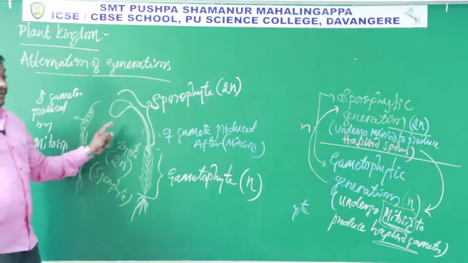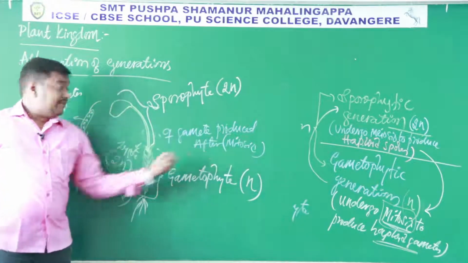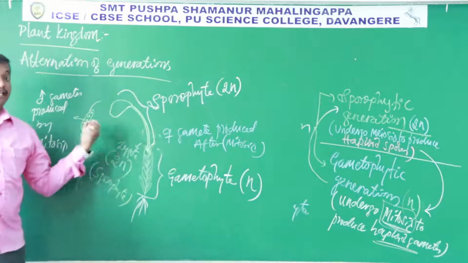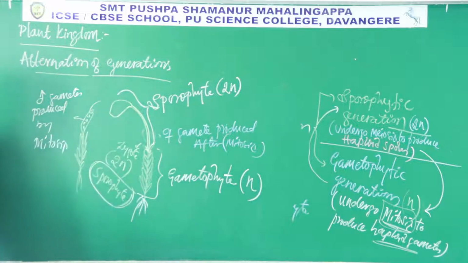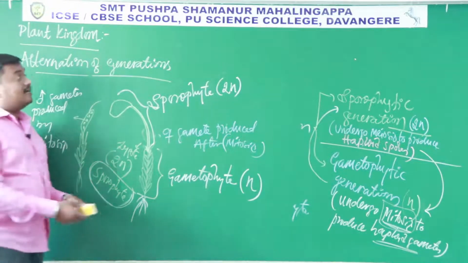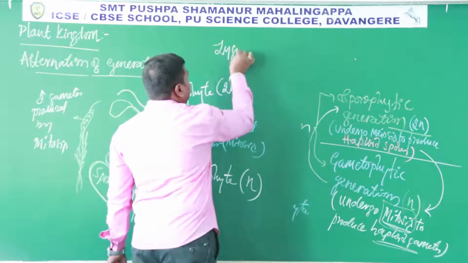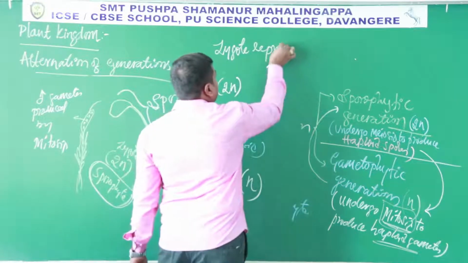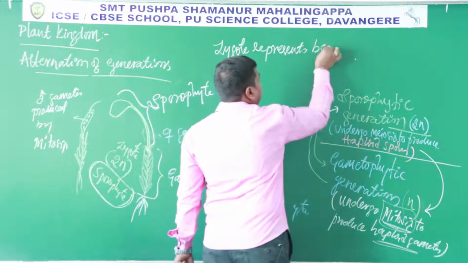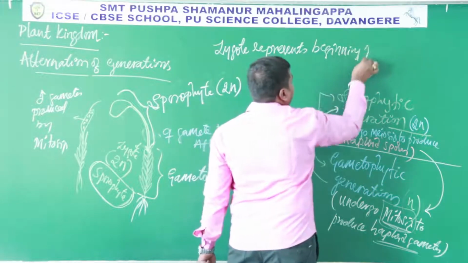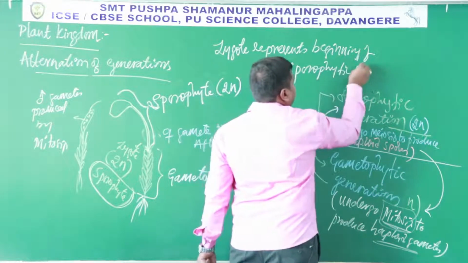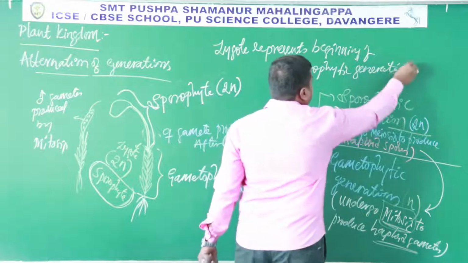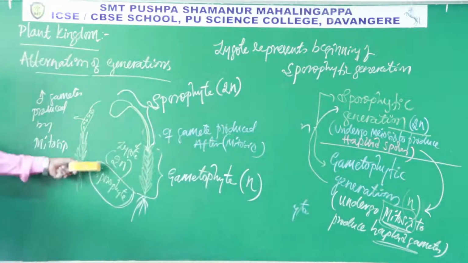So for the formation of male and female gametes, mitosis occurs. When both male and female gametes are fused, a zygote is going to form. Zygote is the starting point for the sporophytic generation. That is, the zygote represents the beginning of the sporophytic generation.